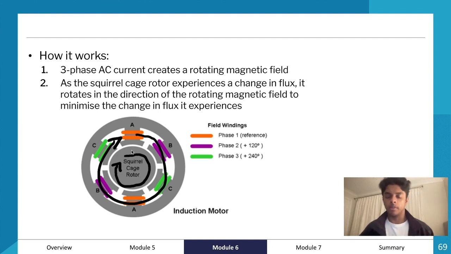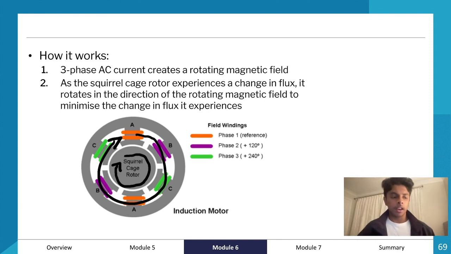But it will never catch up, because if the squirrel cage rotor catches up, that basically means that the squirrel cage rotor has 100% eliminated the input energy that we put in to rotate the magnetic field. And that also violates the law of conservation of energy, right? So the squirrel cage rotor will always be a little bit slower than the rotation speed of the magnetic field, sorry.